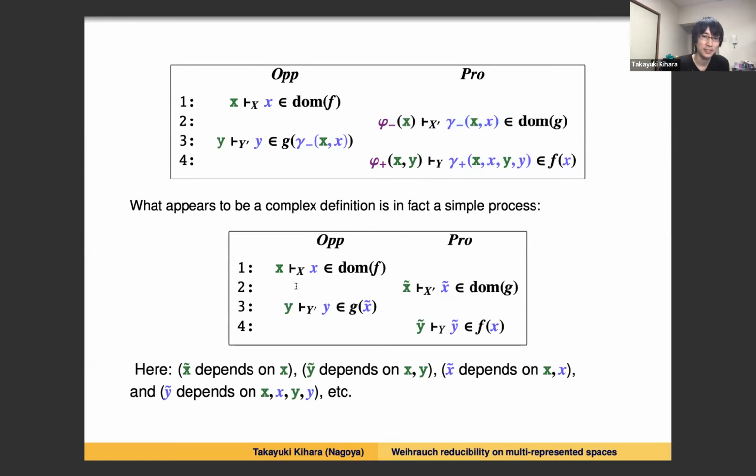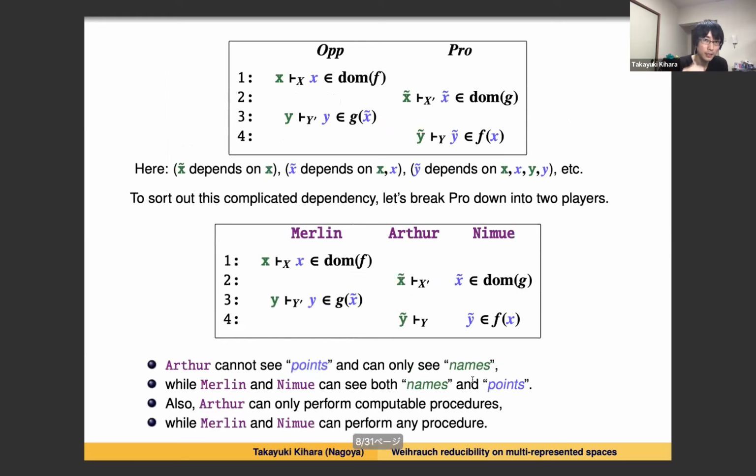Anyway, this green x tilde depends on green x, and green y tilde depends on both green x and y, and the blue x tilde depends on green x and blue x, and so on. Of course, the dependencies are quite complicated. So now we have this game, but this game is also a bit hard to understand in that the dependencies are somewhat complicated.